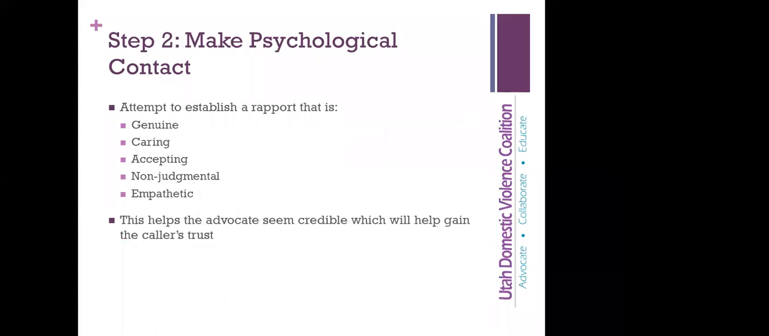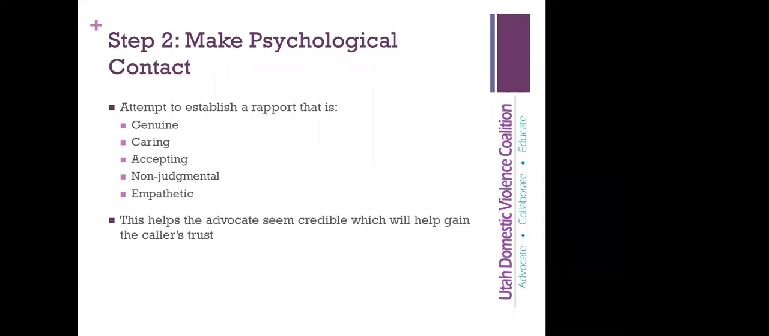Okay. So the second step here, once we've addressed somebody's safety, is to make some psychological contact with them, and connect with them on that deeper psychological level. We want to attempt to establish a rapport that is genuine, caring, accepting, non-judgmental, empathetic. And I would think, honestly, if you're on this webinar, if you're in this field, if you're doing this work, you probably hold these attributes pretty dearly. I know I do. I know Andy does. It's very important to us.